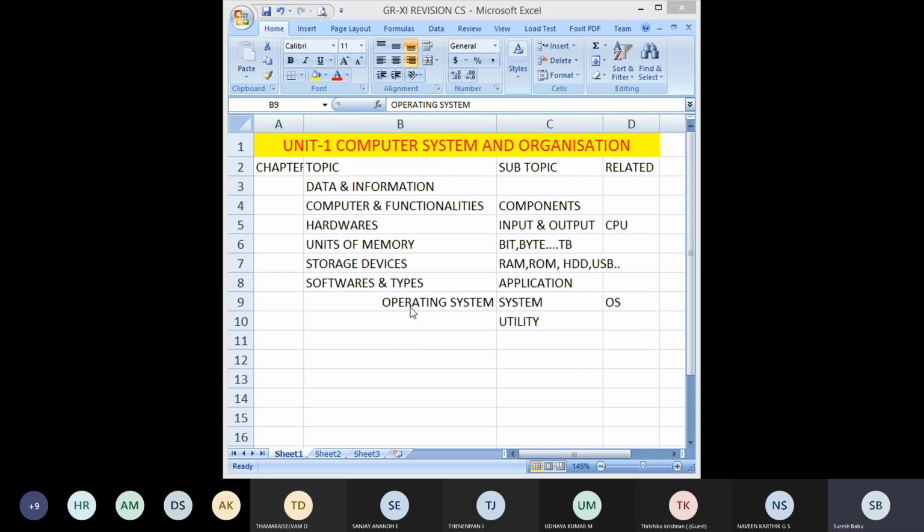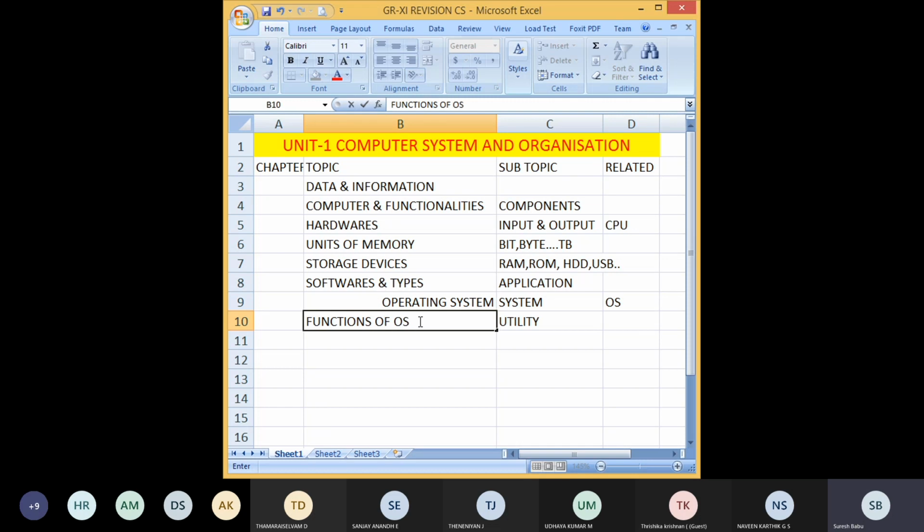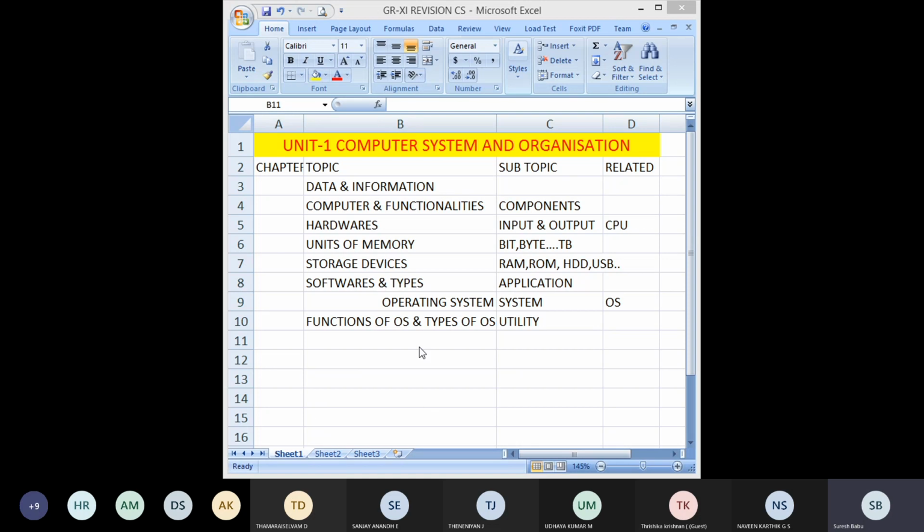Then in the operating system, you should also know its functions and types. What are the types of operating system and the functions of operating systems? That is very important. Functions of OS and types of OS. Students, kindly note down these things. Whenever you are preparing for the exam regarding Unit 1, you have to read all these things. These are very important. The questions will come from this only. This is about the computer and its fundamentals.